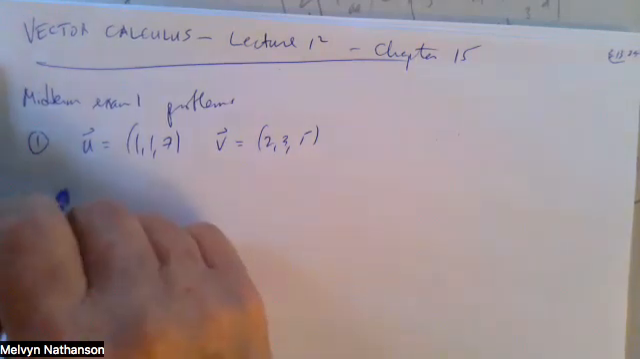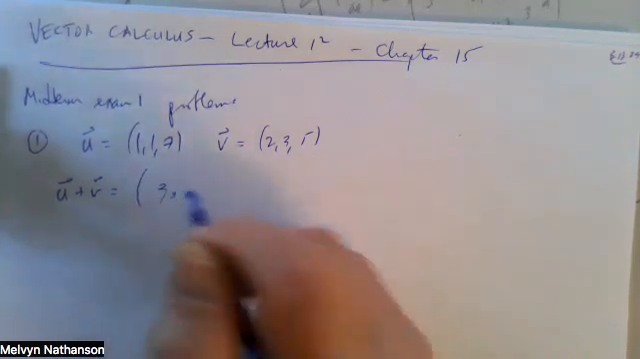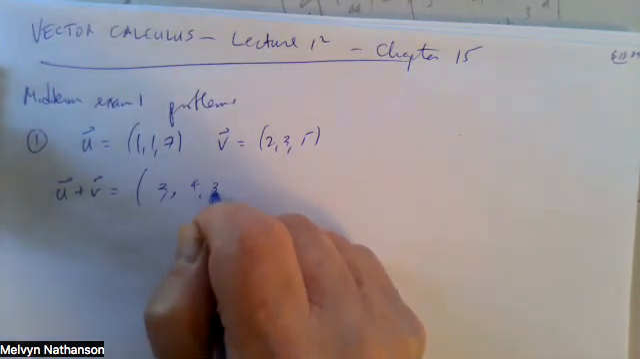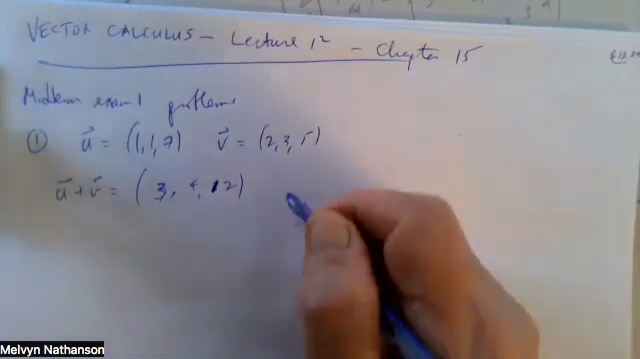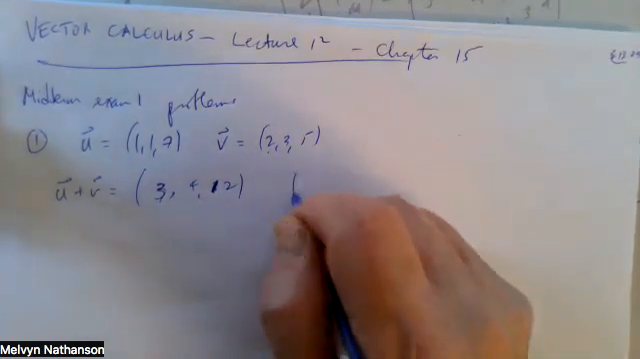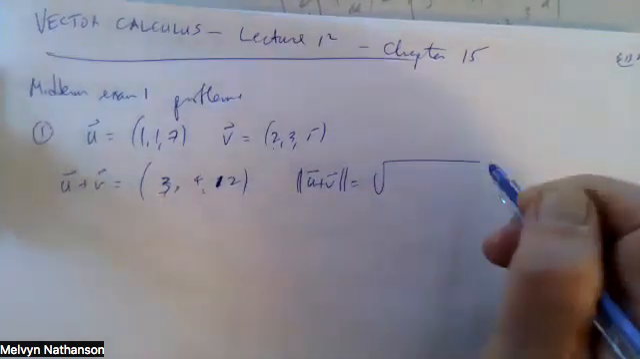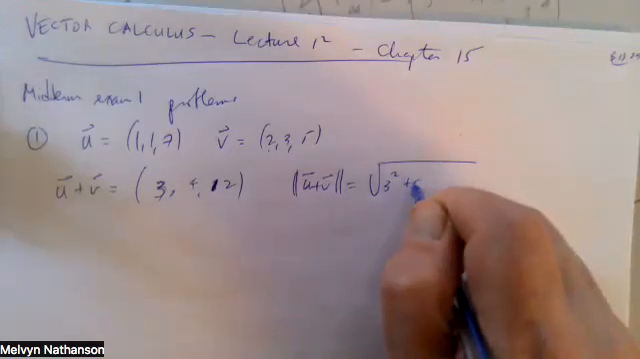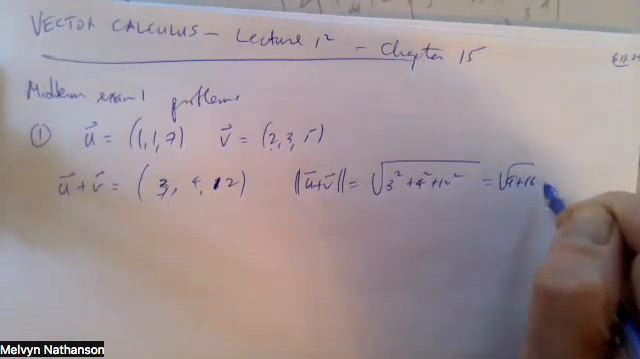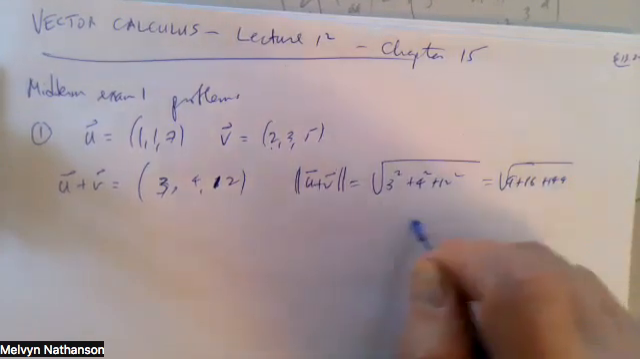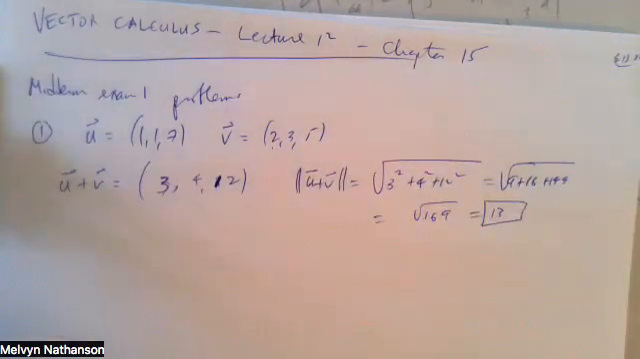So if you add them, you add coordinates, you get 3, 4, 12. And so the length of this vector is the square root of the sum of the squares of the coordinates, 3 squared plus 4 squared plus 12 squared. That's the square root of 9 plus 16 plus 144, which is square root of 169, which is 13.